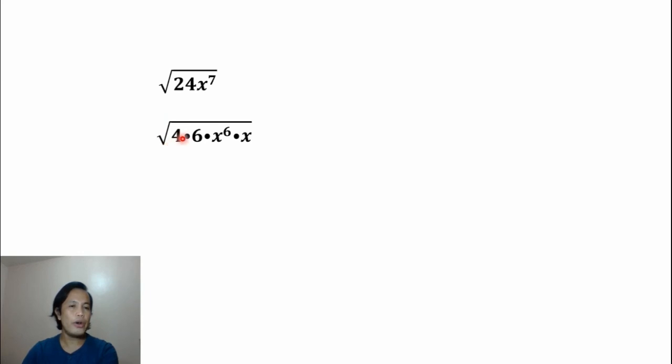So we get the square root of 4 and the square root of x raised to 6. The square root of 4 is 2. Then we copy the variable x. 6 divided by the index, which is 2, gives us 3. What shall remain in the radical is the square root of 6x, because these are not perfect squares. So this is now our final answer.